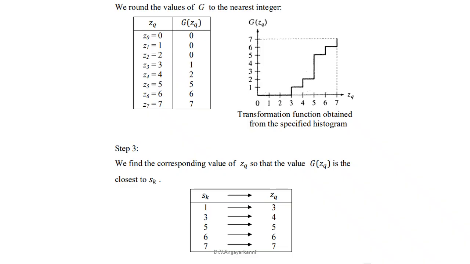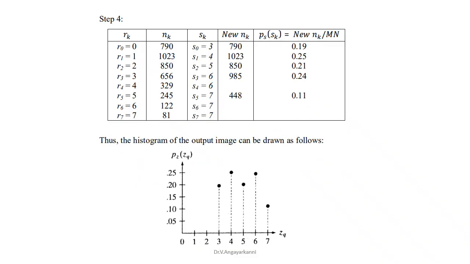Then next step, we find the corresponding value of ZQ so that the value of G of ZQ is the closest to SK. So for each value in the table, in the graph where we are obtaining those values, for 1 it is 3. For 3, it is equal to 4. So like that we are arranging the values and listing them in the table.